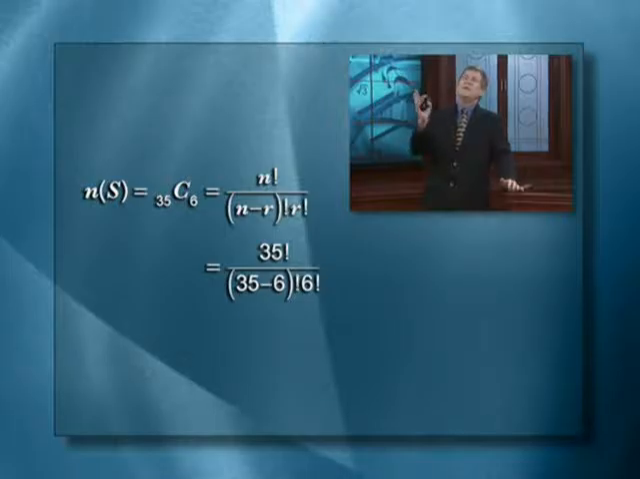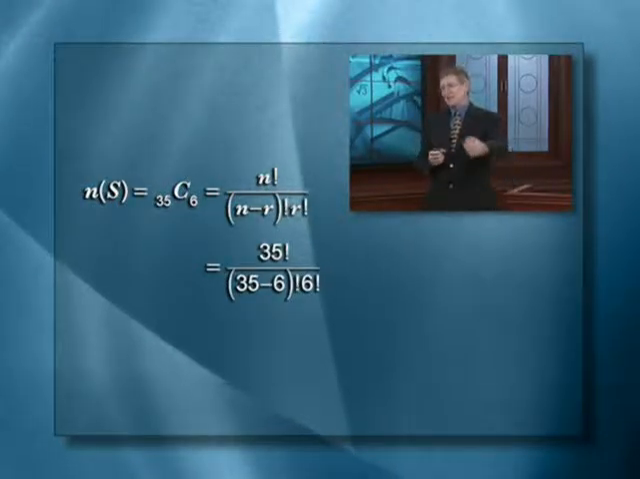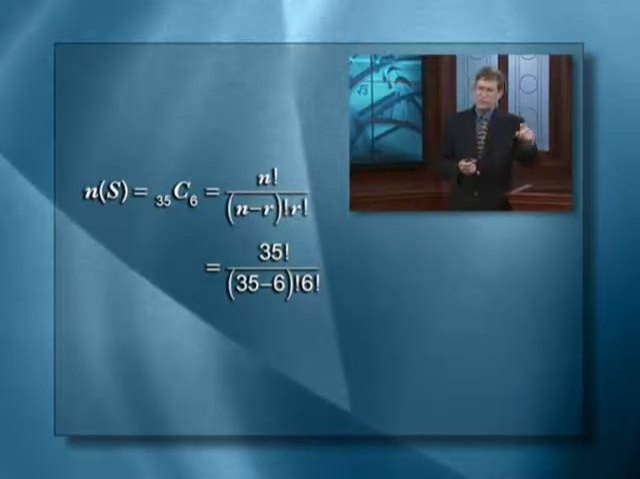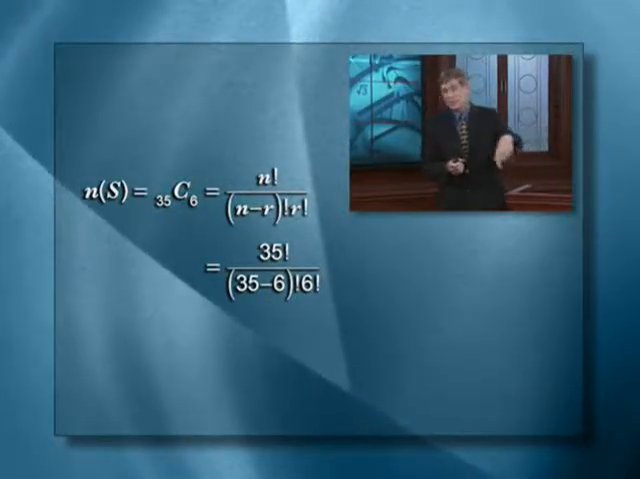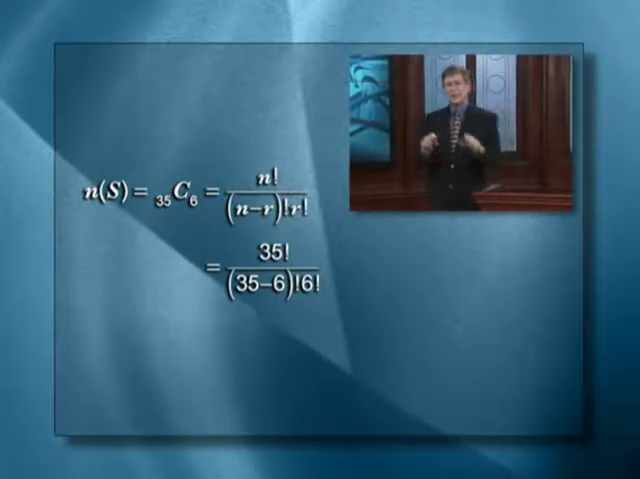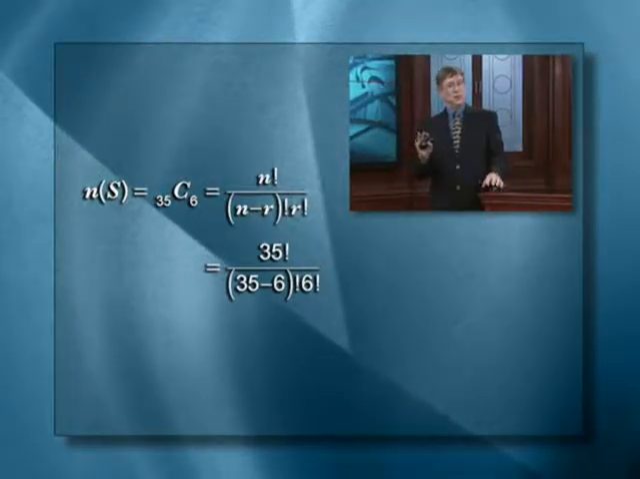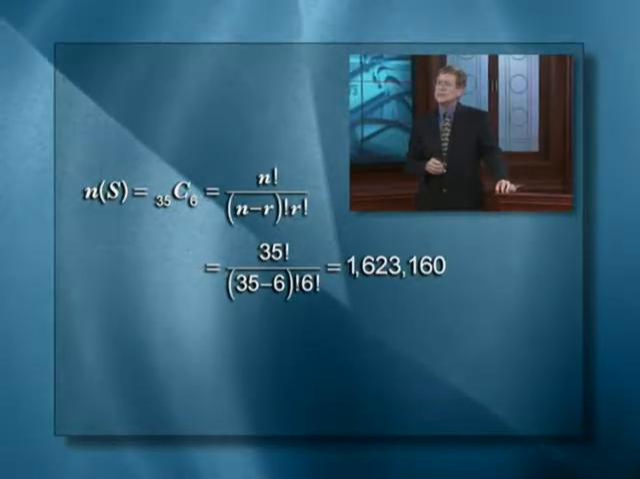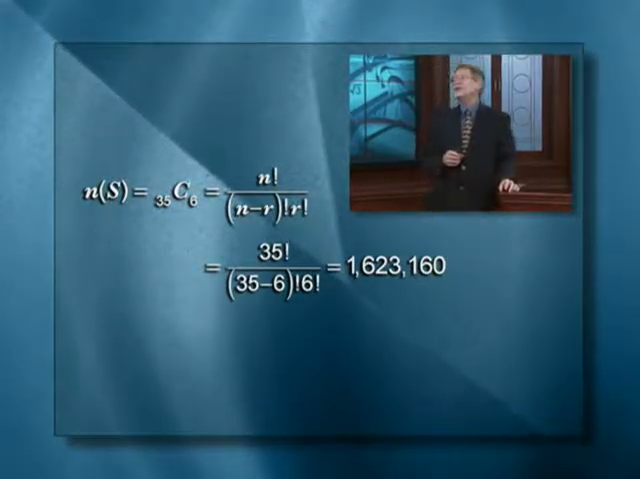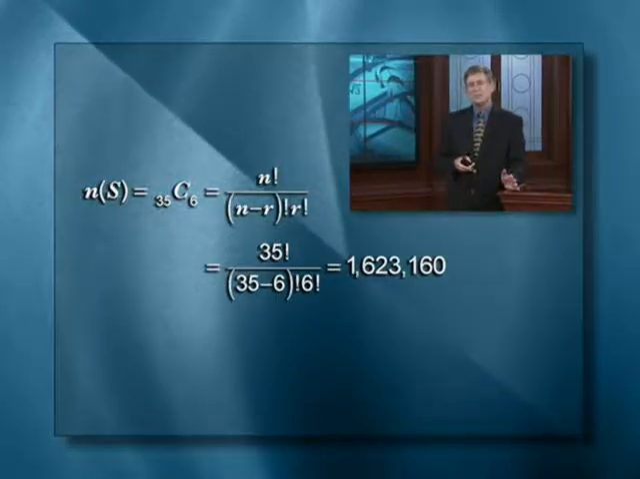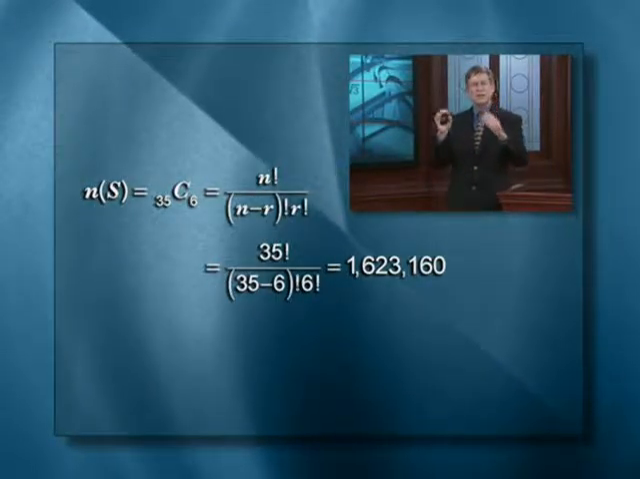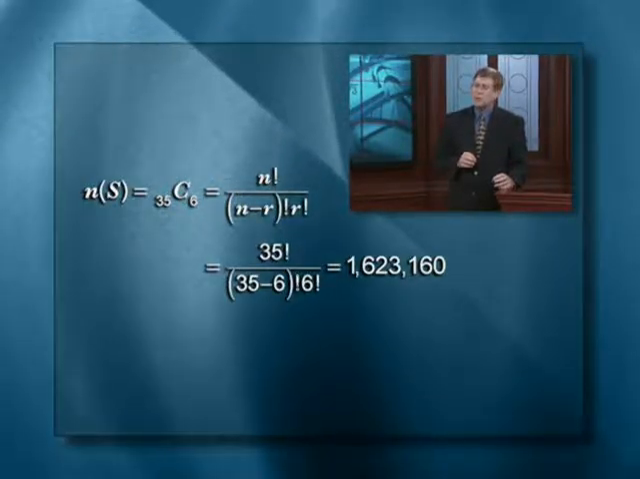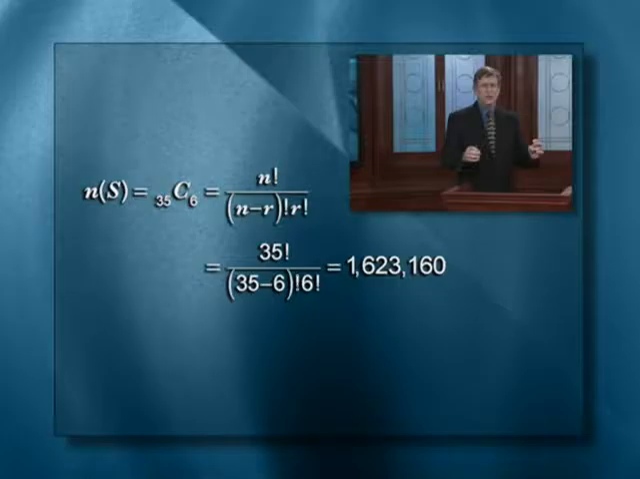Okay, we know how to figure these out, don't we? We could do that trick of 35 factorial equals 35 times 34 times 33 down to 29 factorial and cancel. Let's not go through that again. I think we're experts on that topic. Here's the final answer you get: 1,623,160 possible lottery tickets. That's how big the sample space is. Pretty big number. Over 1.5 million different lottery tickets.